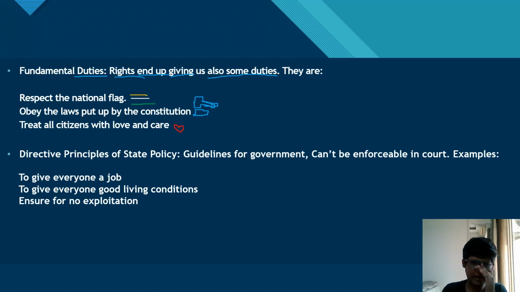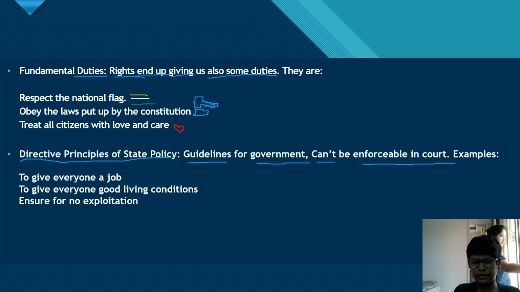Okay, so now the directive principles of state policy. These are basically guidelines for the government and can't be enforced in court. For example, one is to give everyone a job, then to give everyone good living conditions, and to ensure no exploitation. That is the work of the government, so you can't force it in a court because you are accusing the government. Get it? Don't get it? Leave it.